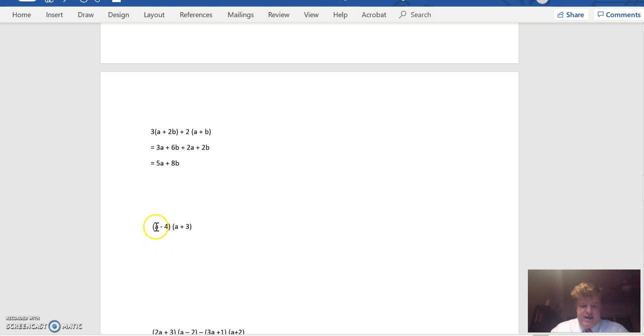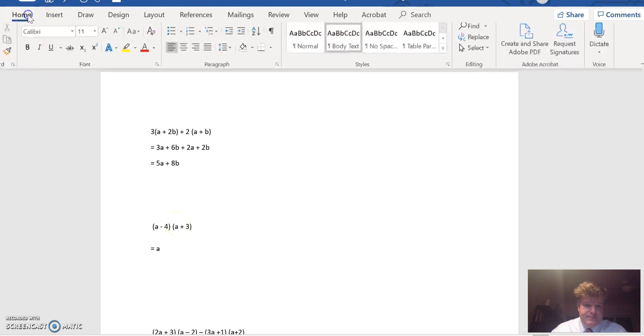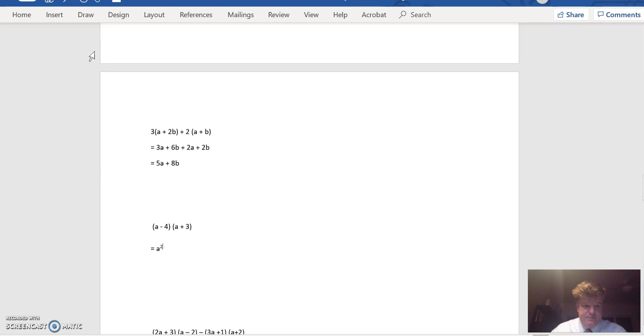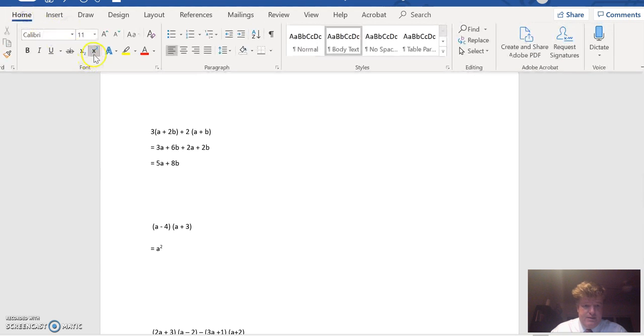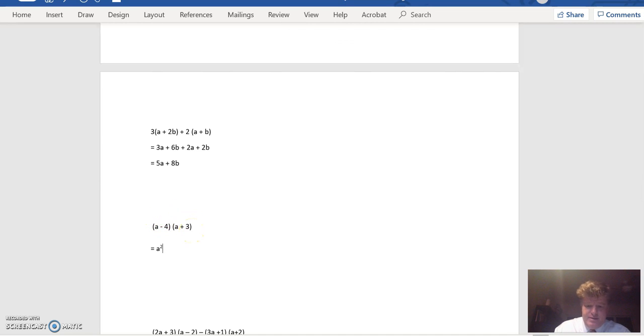So let's start here. We start with the a. A times a, that's going to equal a squared. Then we multiply a by the 3, so it's going to be plus 3a. Then we multiply the second term here, negative 4 times a, so 4 times a is 4a and it's a negative, so minus 4a. And 4 times 3 is 12, but we've got a negative in front of the 4, so negative times a positive is a negative, minus 12.